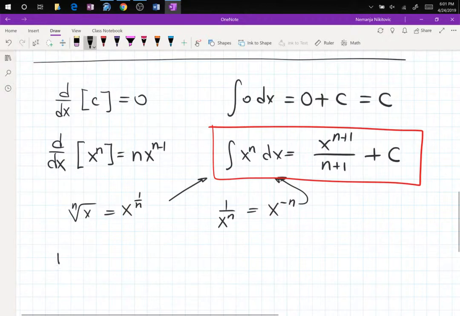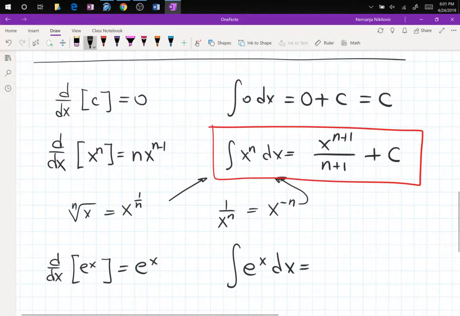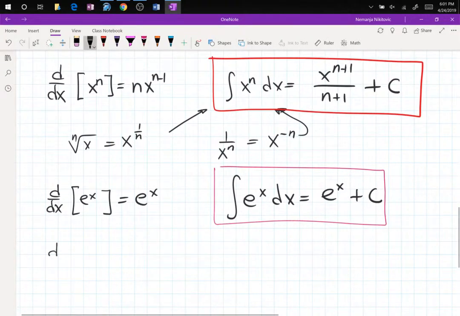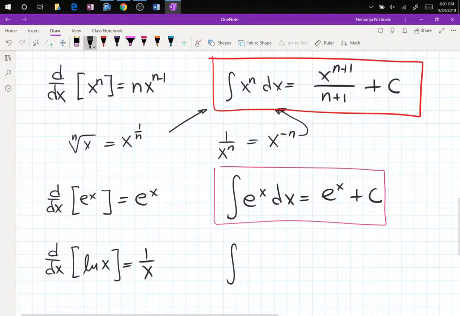Now, the derivative of e to the x is e to the x, which means the integral of e to the x dx is e to the x plus c. Nothing new, nothing exciting. The derivative of ln x is 1 over x. The integral of 1 over x dx is ln absolute value x plus c.